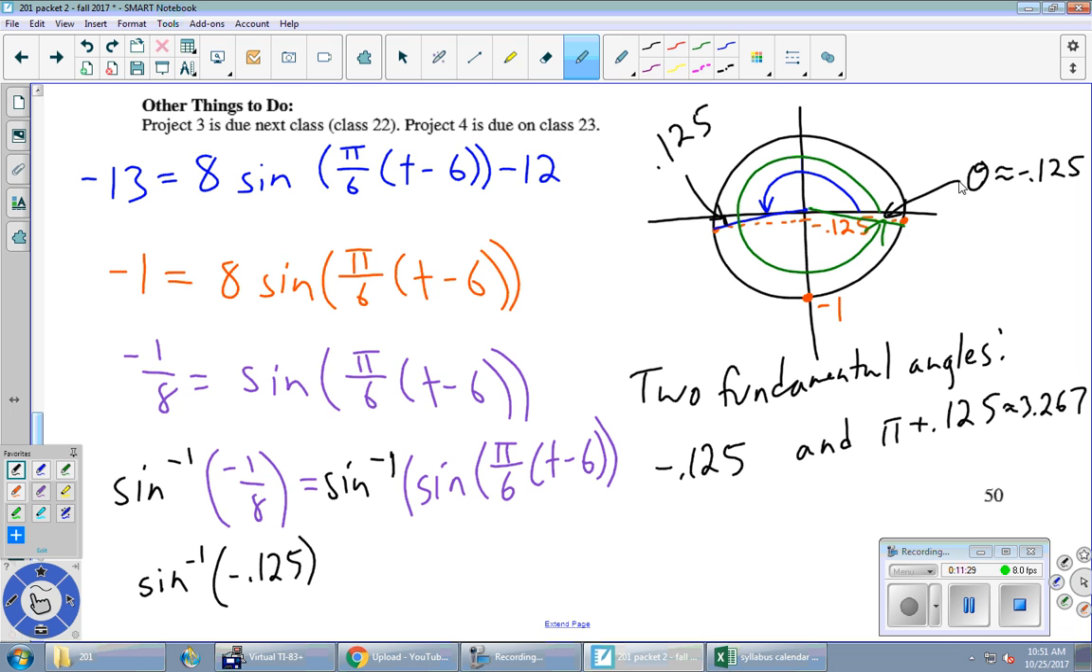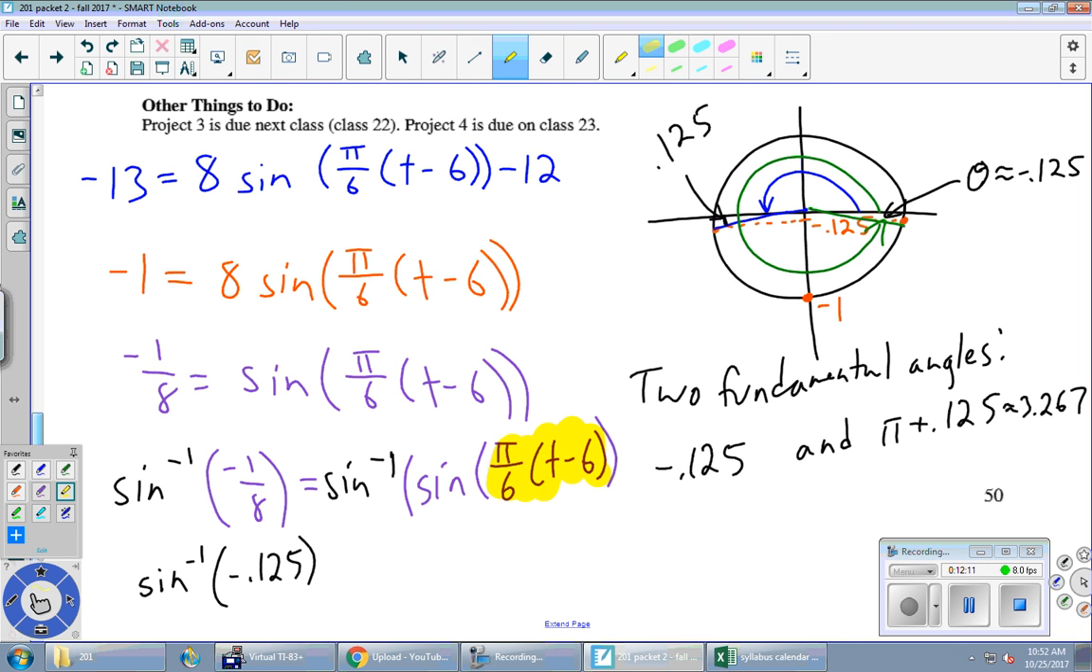And so what does that mean? Are these the values of t? No, we're not quite at t. What these are the values of is this thing inside here. The angle sitting inside of there is negative 0.125 or 3.267, right? Those are the things that are equal to what's in the parentheses. And so we're going to write two separate equations, which we will solve. Pi over 6 times t minus 6 equals the first angle. And then the same thing, pi over 6 times t minus 6 equals the second angle. And then we will unpack that algebra to get our hands on the t, okay? But we don't have to get distracted by that. The unit circle is quite happy just thinking about the basic angle, which is what's inside of the sine there.